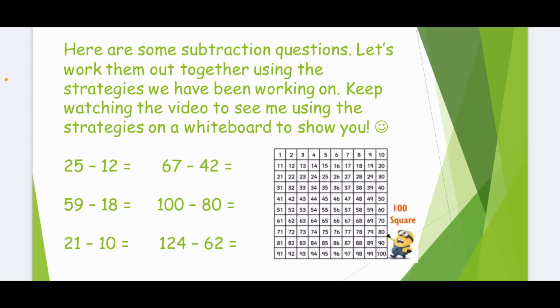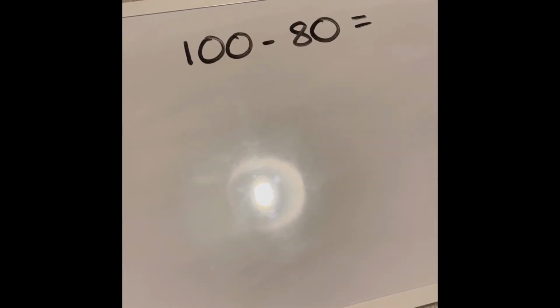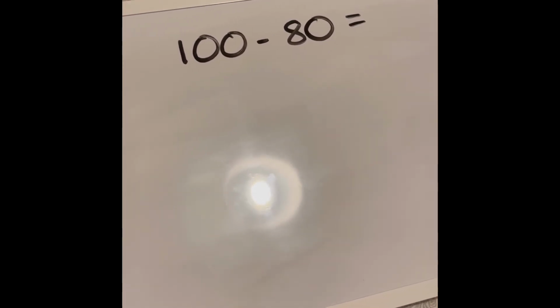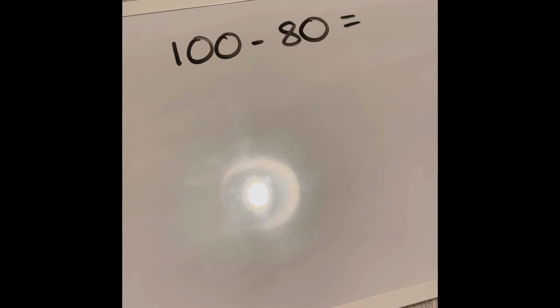So keep watching the video to see me using the strategies on a whiteboard to show you. I've chosen 100 take away 80 as my question to show you lots of different ways that you could work out the subtraction question using some of the strategies that we've talked about in the video today. The first strategy I'm going to show you is the number line.